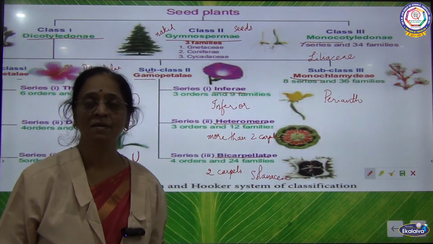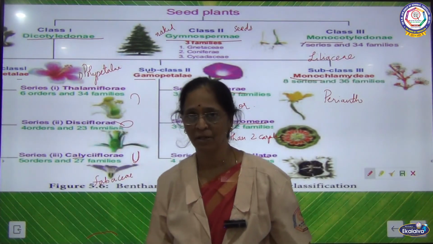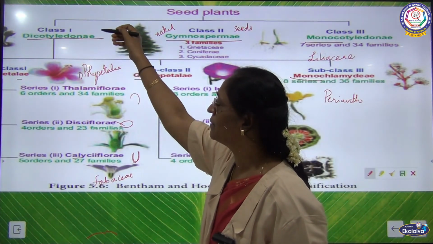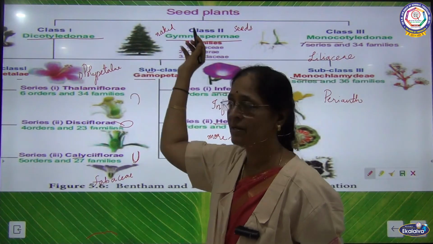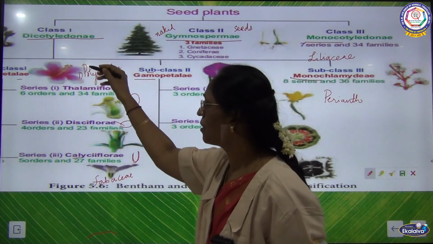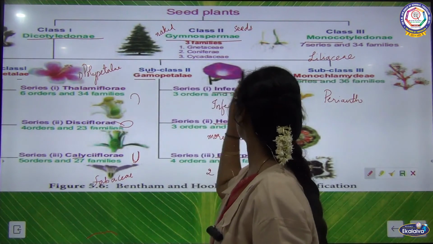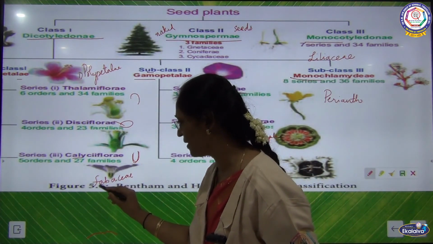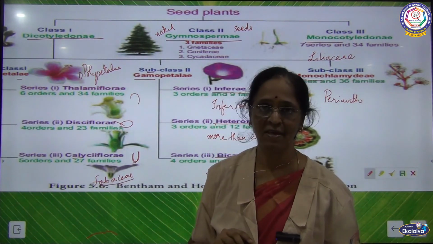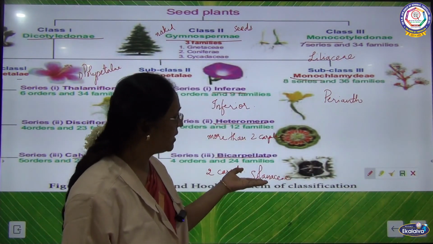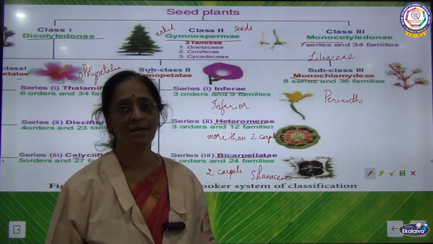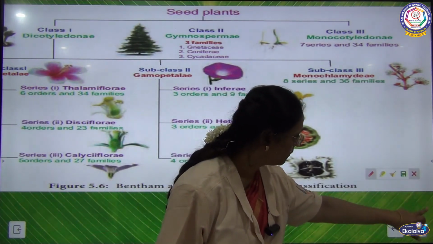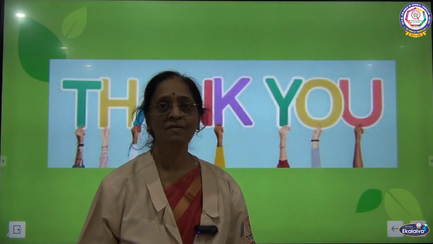So, this is a flow chart of Bentham and Hooker classification. We have to know that angiospermic plants have been divided into dicotyledonae, gymnospermae and monocotyledonae, and polypetalae, gamopetalae, monoclamidiae, and we are going to study 3 families in the next class. One is from Fabaceae, the second from Solanaceae, and the third is Liliaceae. In the next class, we will see about Fabaceae.